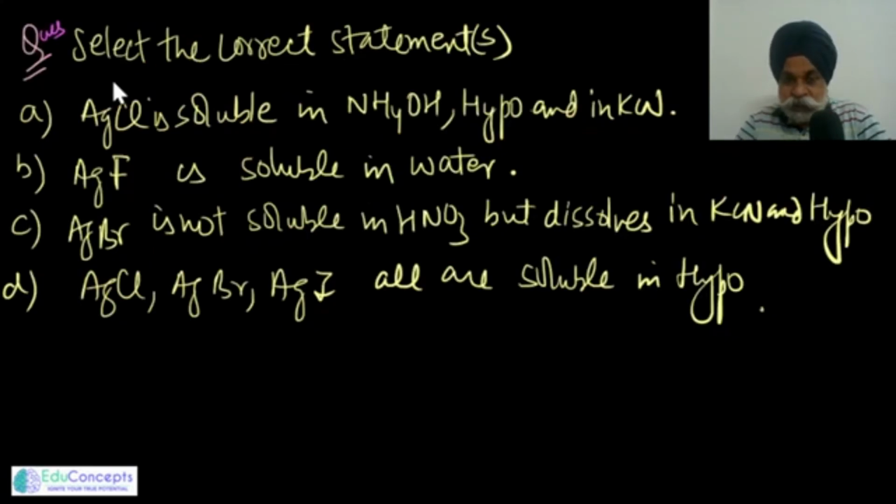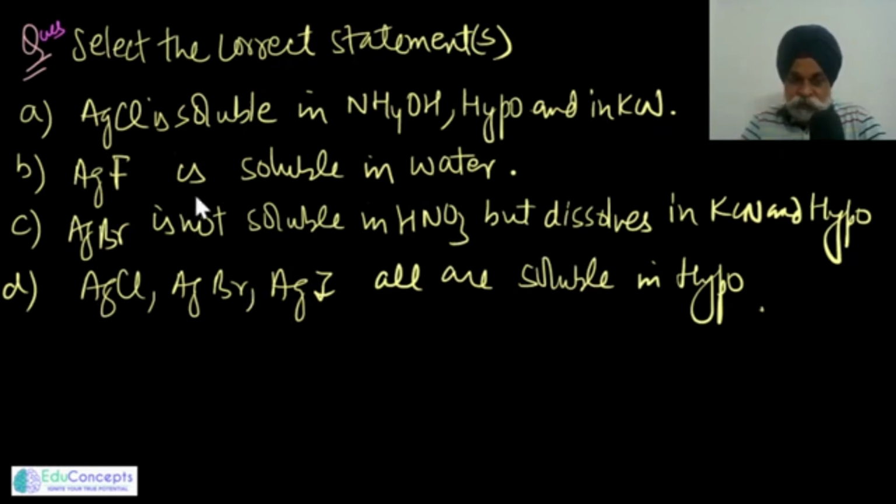Select the correct statement. This is a factual question. Let us see how many of you could do it. AgCl is soluble in ammonium hydroxide, hypo and in KCN. This is a question being asked to you. AgF is soluble in water. AgBr is not soluble in acid and dissolves in KCN and hypo. And all these three are soluble in hypo. So this question is also very interesting.